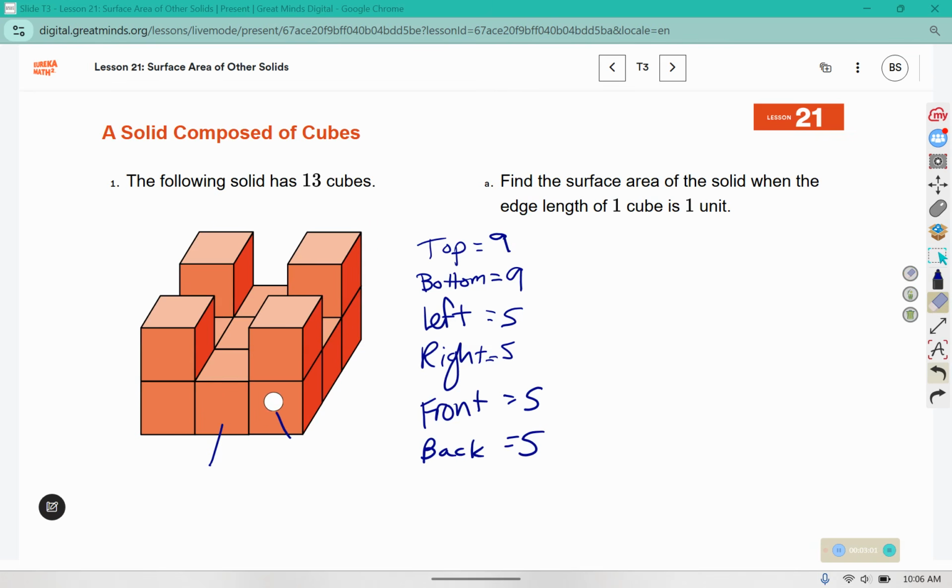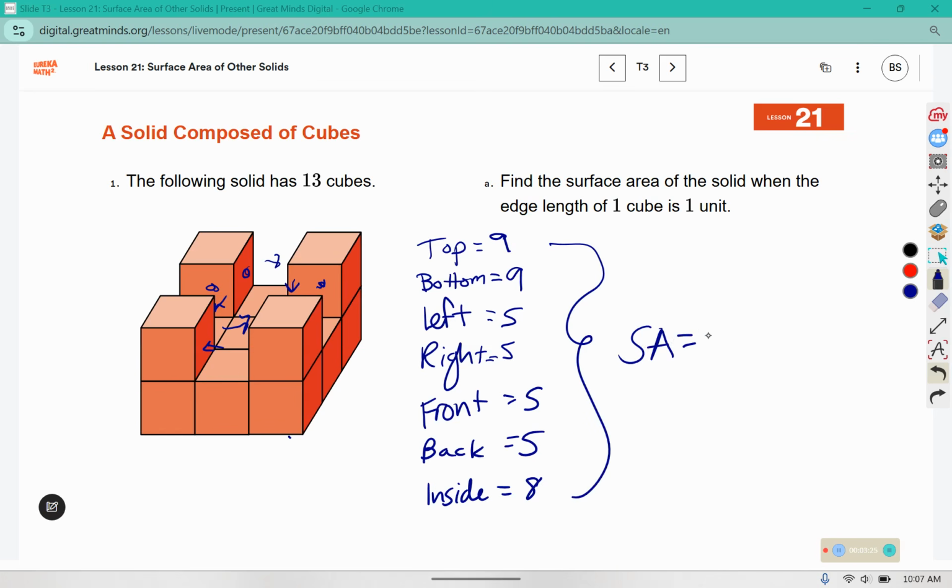But there's also some pieces that are kind of tucked away in the inner section. There's 1 here, 2, 3, 4, 5, 6, 7, and 8 on the inside. So if we find the total surface area, we would add up all of these. This would be 18, 28, 38, 46.